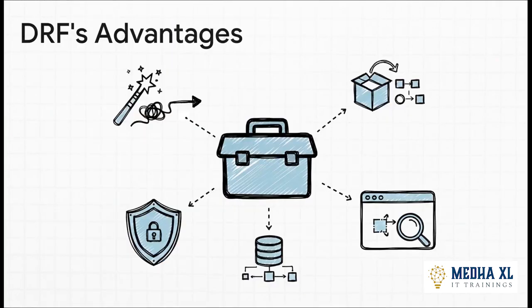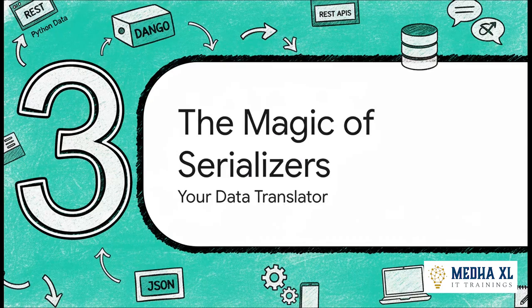And why is it such a game changer? I mean, just look at this. It takes all the complexity away. It has this incredible component called a serializer, which is like its secret weapon. We'll get to that. It even gives you this amazing browsable web page to test your API right out of the box. And on top of that, it handles things like security and permissions, and it integrates perfectly with the Django models you already know. It's just awesome.